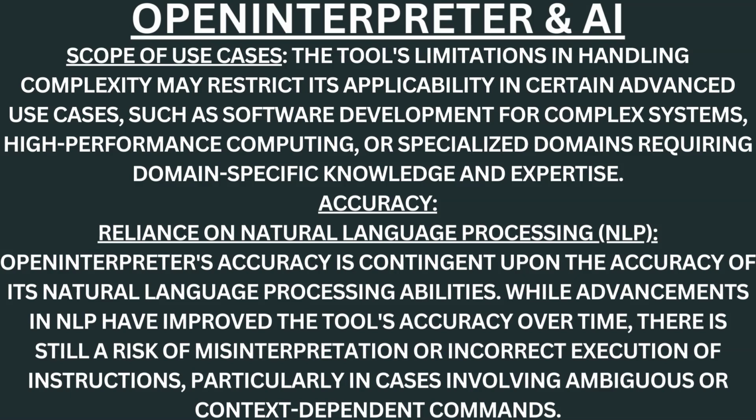Accuracy. Reliance on natural language processing (NLP). OpenInterpreter's accuracy is contingent upon the accuracy of its natural language processing abilities. While advancements in natural language processing have improved the tool's accuracy over time, there is still a risk of misinterpretation or incorrect execution of instructions, particularly in cases involving ambiguous or context-dependent commands.